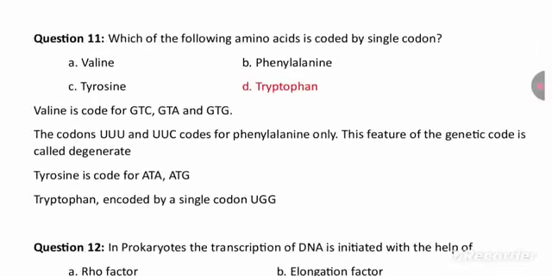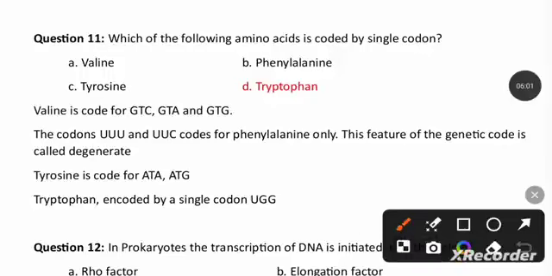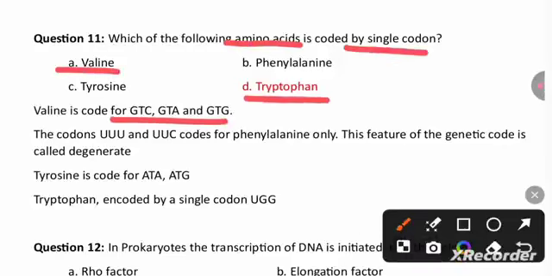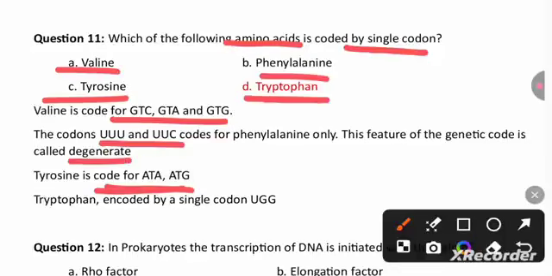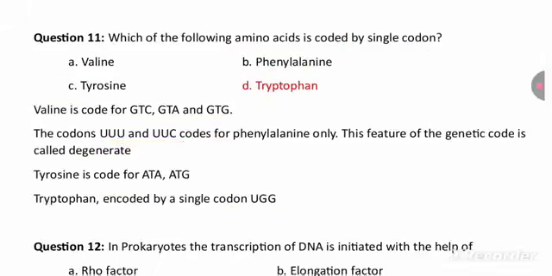Which of the following amino acids is coded by a single codon? The amino acid coded by a single codon is tryptophan, because valine is coded by more than one codon, phenylalanine is also coded by more than one codon, and tyrosine also has more than one codon. If an amino acid is coded by more than one codon, that property is called degeneracy. Whereas tryptophan is coded by only one codon, UGG. So tryptophan is the right answer, as it does not show the degeneracy property of the genetic code.